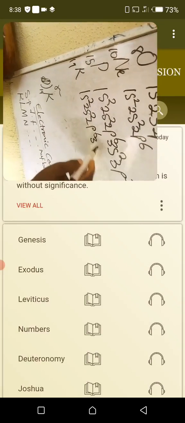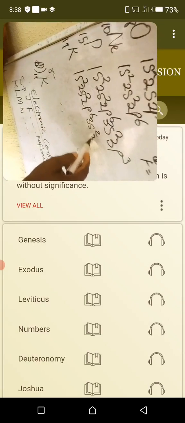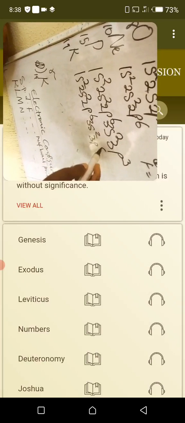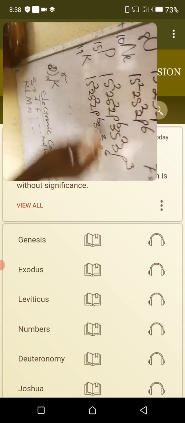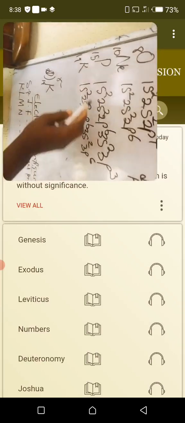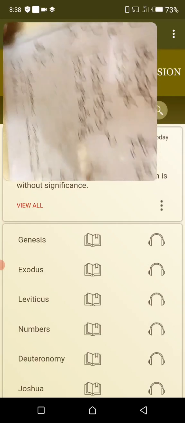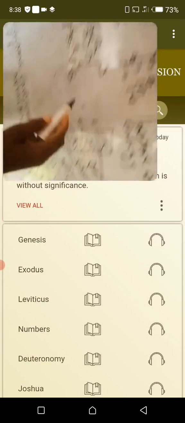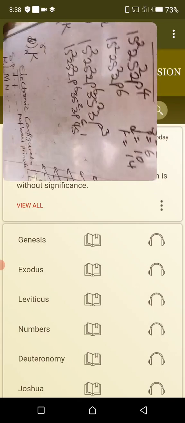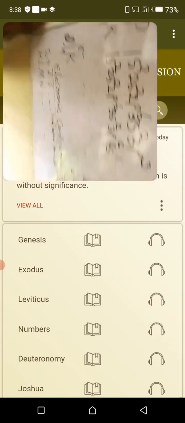2p6, 3s2, 3p6. How many have we put? We already put 18. If you calculate 2, 4, 10, 12, 18. 4s is the next we are going to fill. So 4s1 now. This is the electronic configuration for potassium.